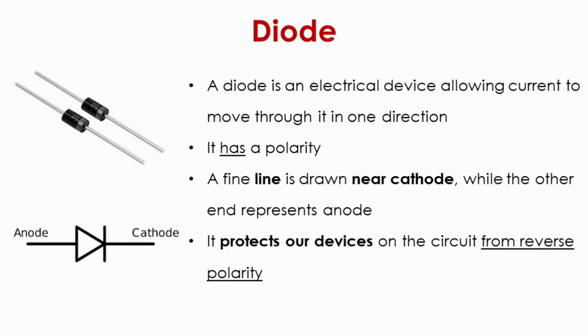Now we are going to learn more about diodes. So what are diodes? A diode is basically a device which allows current to flow only in one direction. It has a polarity, unlike a resistor. It has a positive and a negative pole. There is one fine white line near the cathode terminal. The diodes protect our devices on the circuit from reverse polarity. If you connect it accidentally the other way, they will protect.